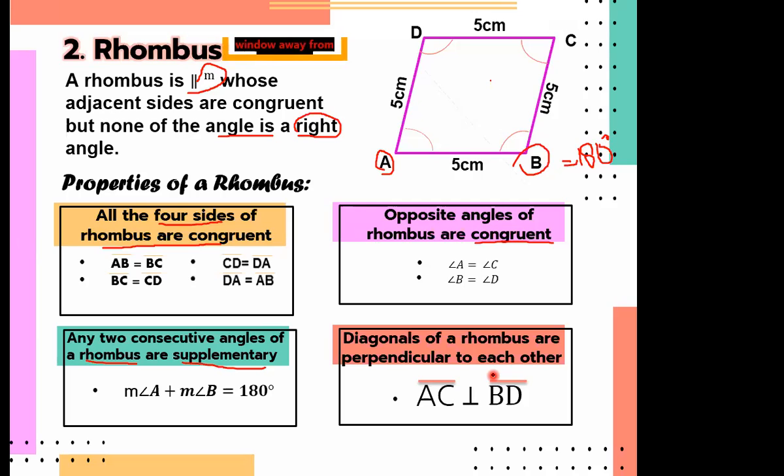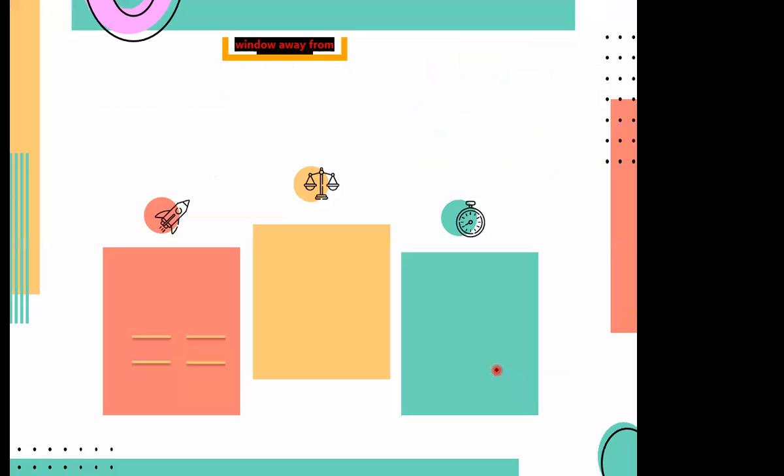So what are the diagonals here? The first diagonal is BD, and the second diagonal is AC. When they bisect and intersect each other, they form an angle of 90 degrees. So the diagonals of a rhombus are perpendicular to each other. This is the symbol of perpendicular. So these are the properties of a rhombus, and you have to memorize all these properties.